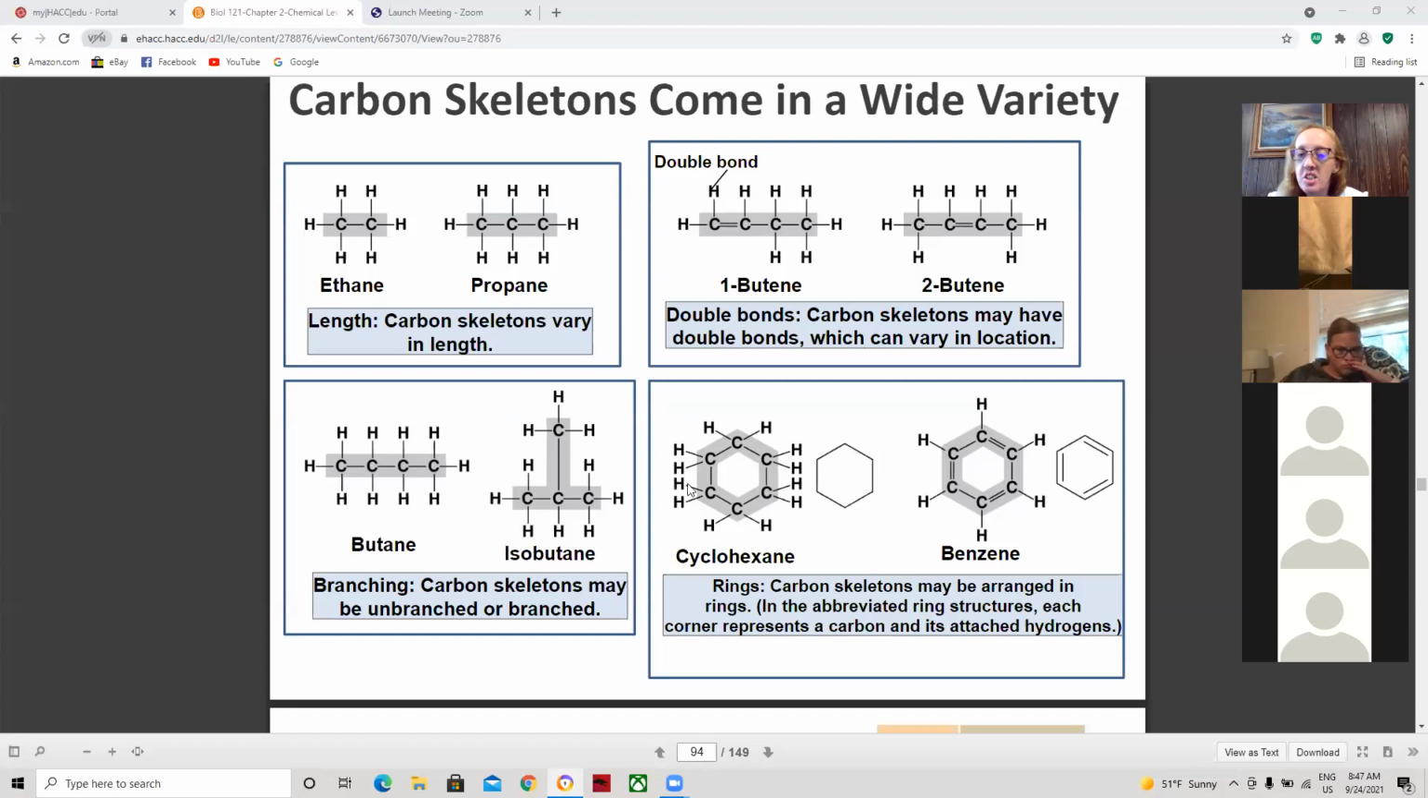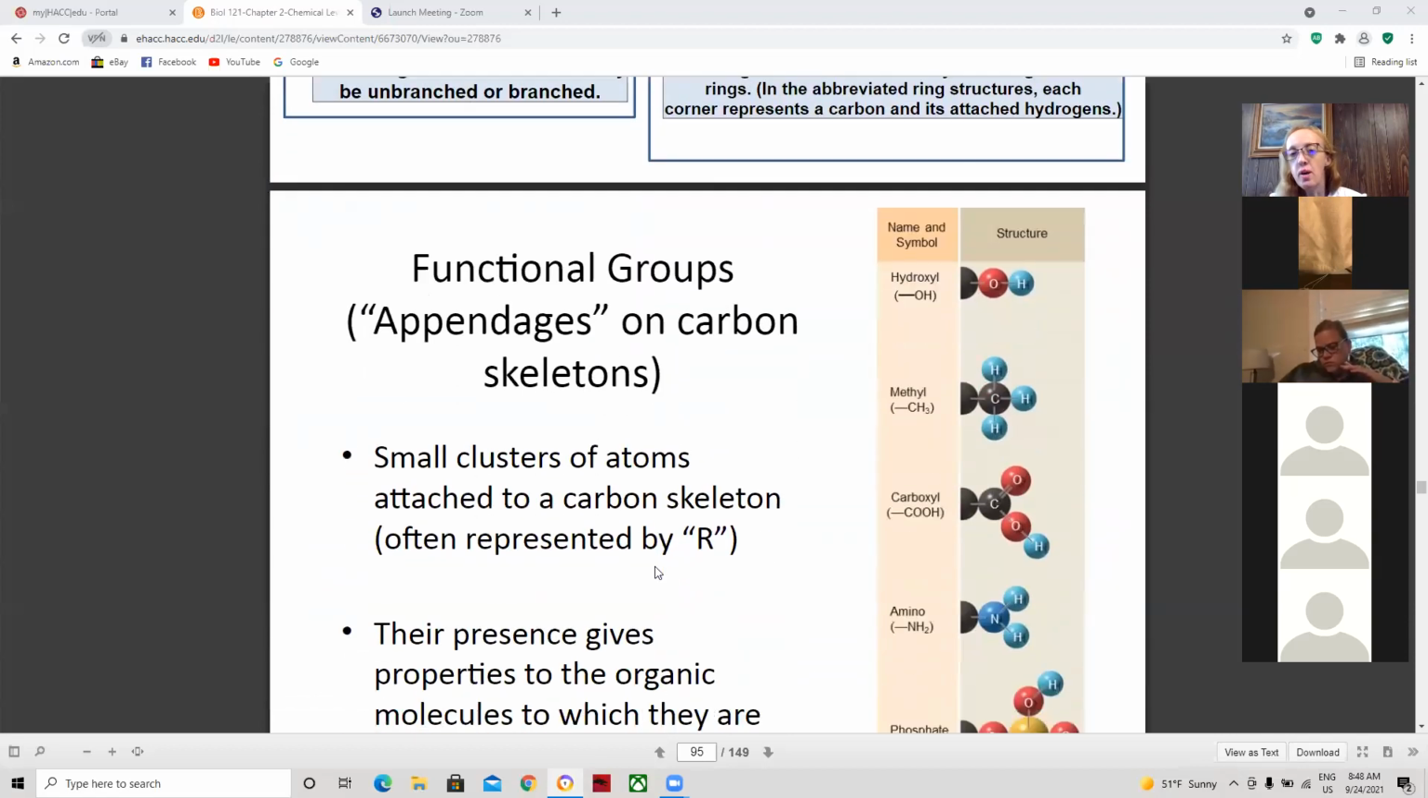So we have to add something to these. Carbon is really great at giving us a lot of different structures, but we have to add something to it to allow for reactions to occur. That's why we have functional groups.